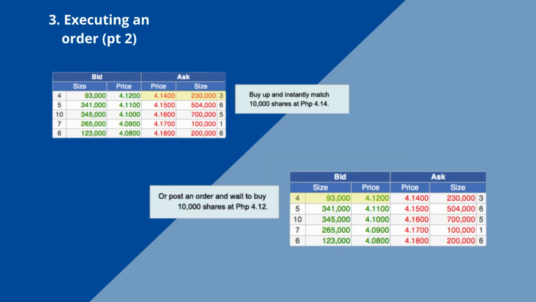But the thing is, it doesn't always go down. Sometimes it goes further up, and basically your order won't execute. You won't receive the shares.